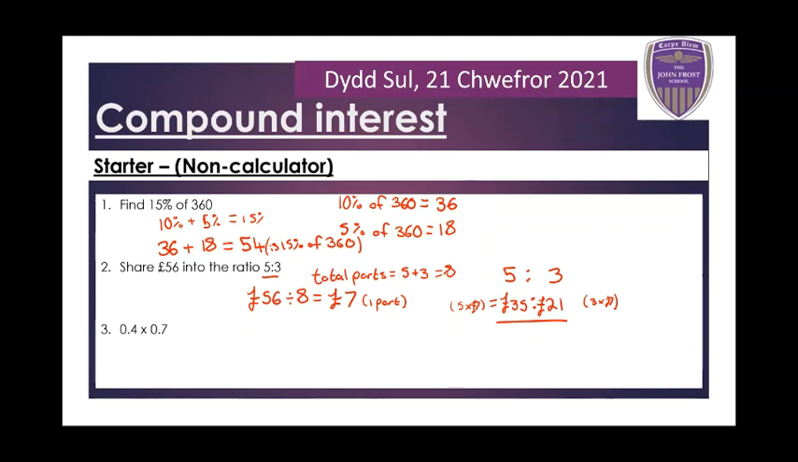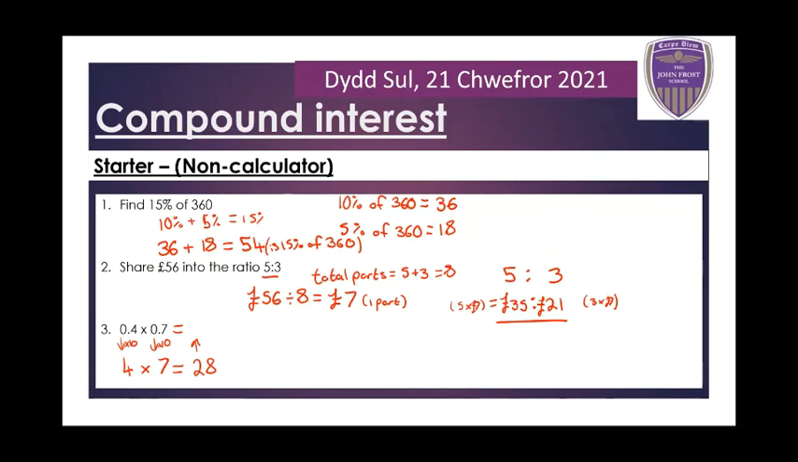And the last one now, 0.4 times 0.7 equals, well, let's not deal with decimals, let's deal with whole numbers. So I want to do 4 times 7, but how did I get these numbers? Well, 0.4 times 10 is 4, and 0.7 times 10 is 7. 4 times 7 is equal to 28.